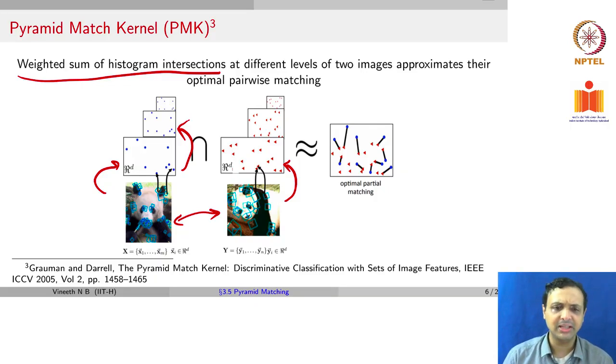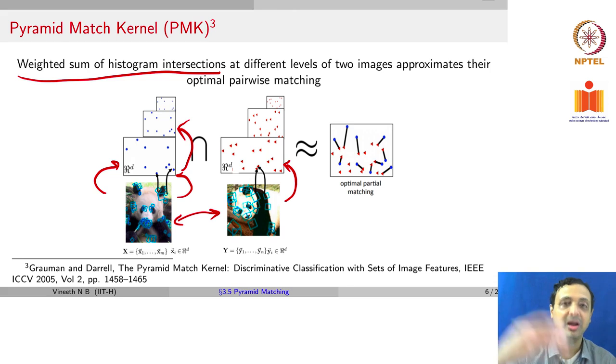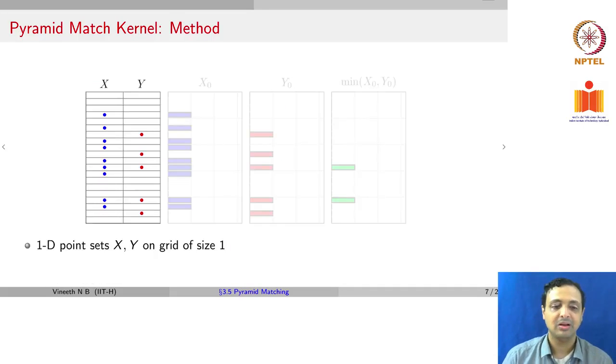One intuition here is you want to give a higher weight to matches at a finer level and a lower weight to matches at a higher level where the histogram bins may be merged. We'll give a concrete example and walk over this idea.